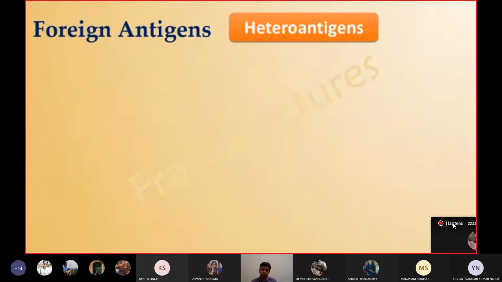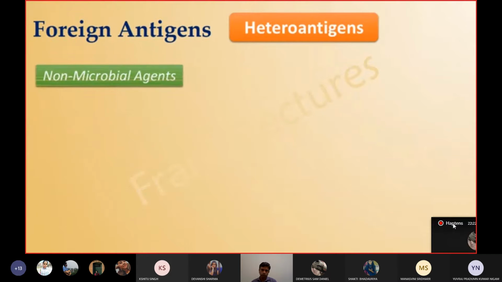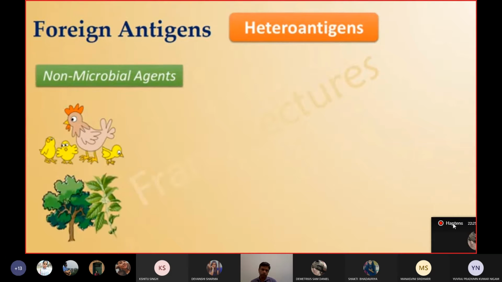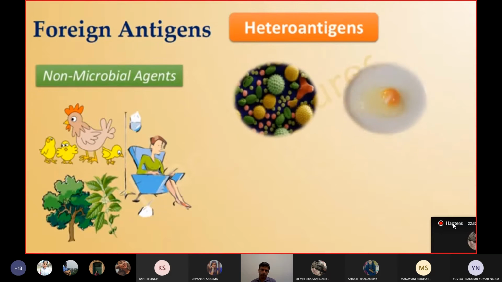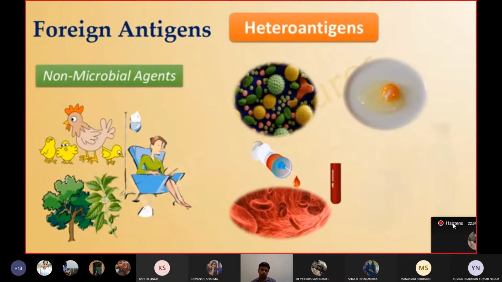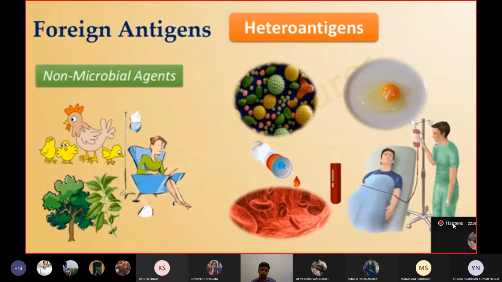Foreign antigens can also be non-microbial agents. Non-microbial agents may arise from animals, plants, other humans. For example, pollen, egg white, serum proteins and blood cells from another individual, transplanted tissues and organs.